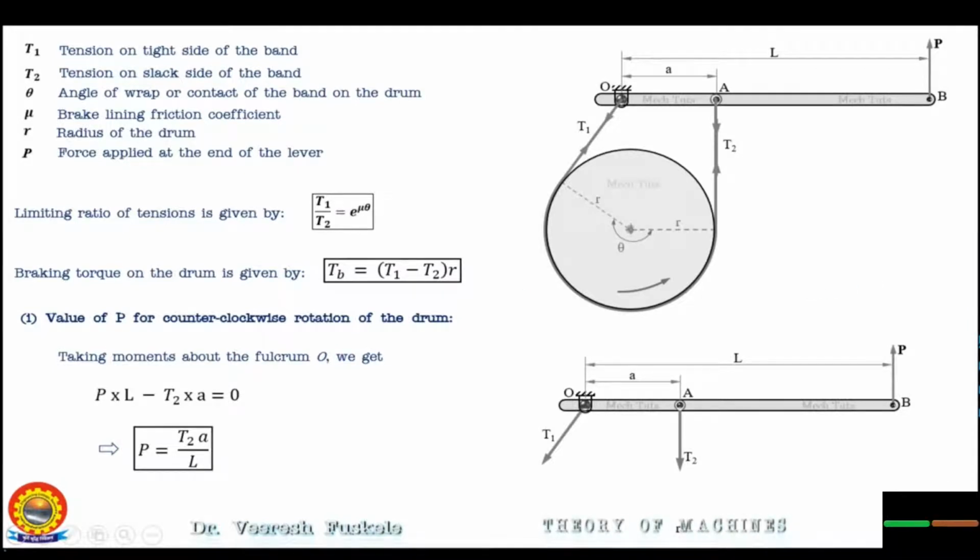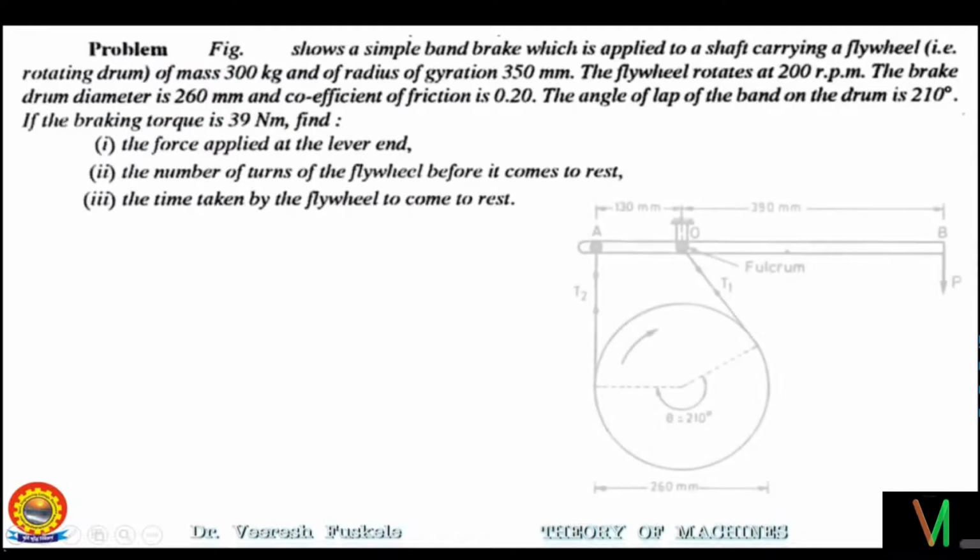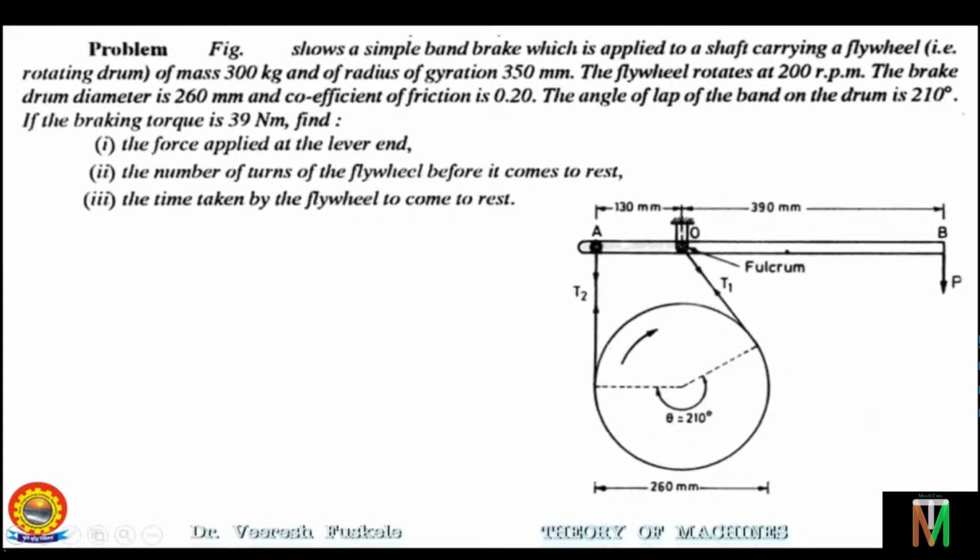Problem statement is as follows. The figure shows a simple band brake which is applied to a shaft carrying a flywheel, that is a rotating drum of mass 300 kg and of radius of gyration 350 mm. The flywheel rotates at 200 rpm. The brake drum diameter is 260 mm and the coefficient of friction is 0.2. The angle of lap of the band on the drum is 210 degrees. If the braking torque is 39 Newton meter, find the force applied at the lever end, the number of turns of the flywheel before it comes to rest, and the time taken by the flywheel to come to rest.